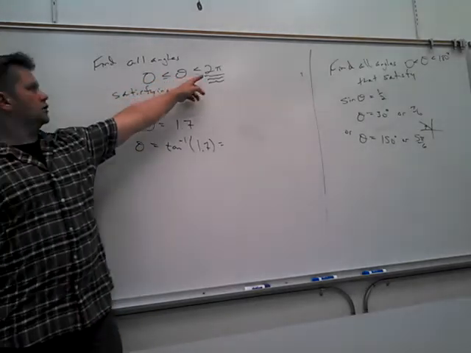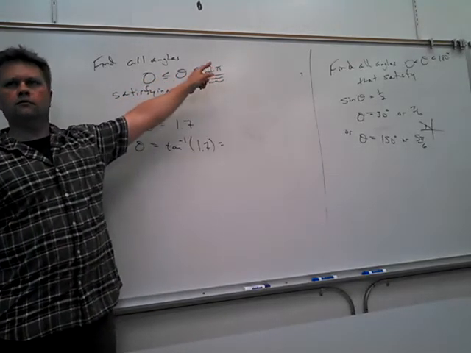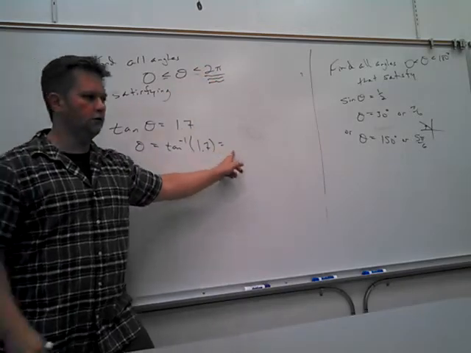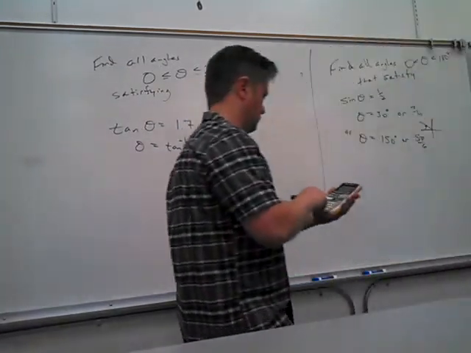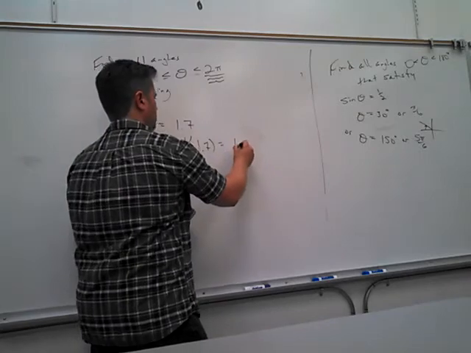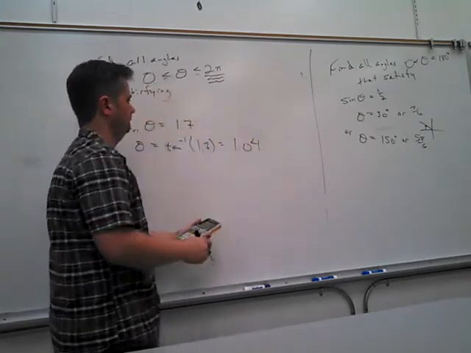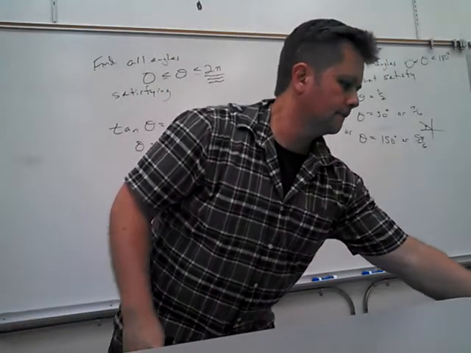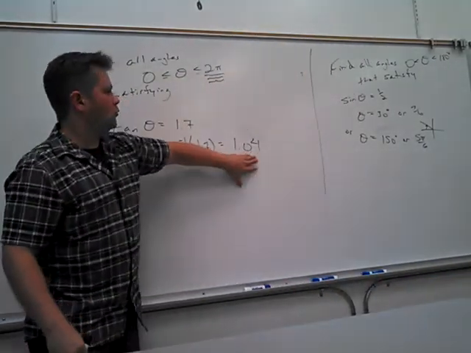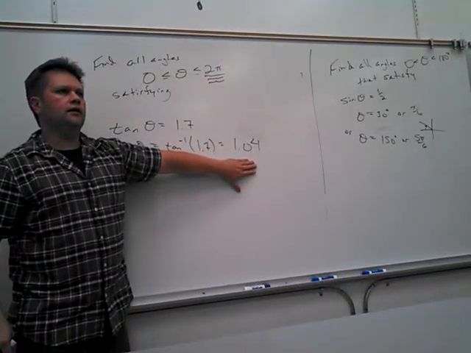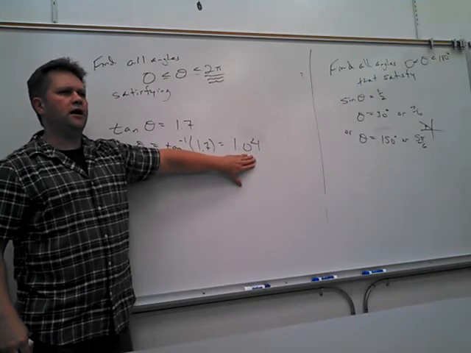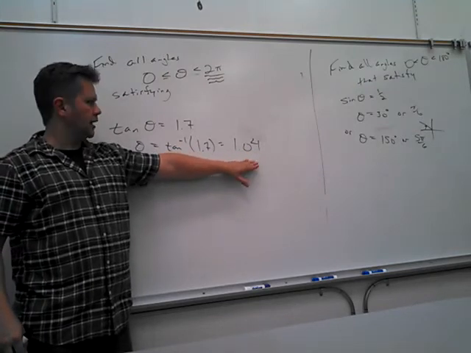So make sure your calculator's in radian mode. What answer do you get when you do inverse tangent of 1.7? 1.04. And like we just figured out, one radian is 50 some odd degrees. So good, that's the first quadrant.